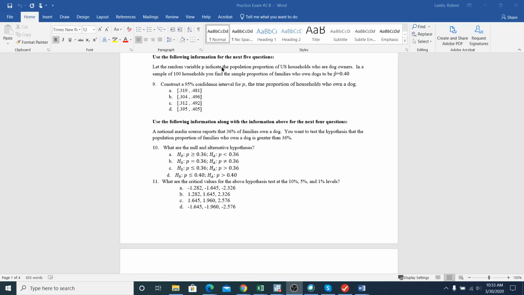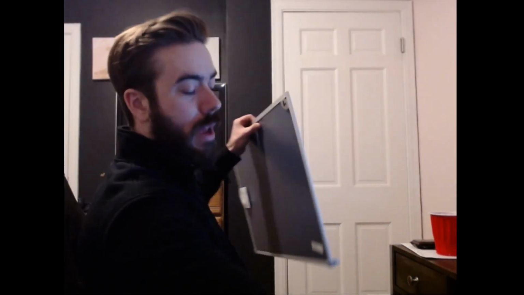The first question on 9 is we have this population proportion of dog owners, and we're trying to figure out, we take a sample of 100 households, and we want to know where this population proportion is, but all we have is the sample proportion from the 100 households that we have. So we found that sample proportion to be 0.5. Number 9, we want a 95% confidence interval.